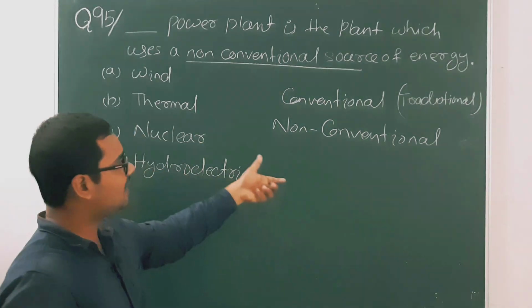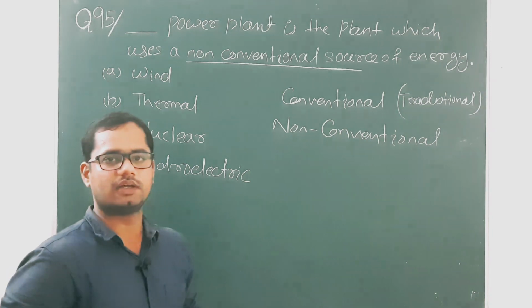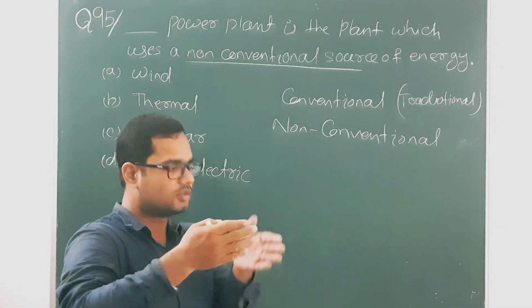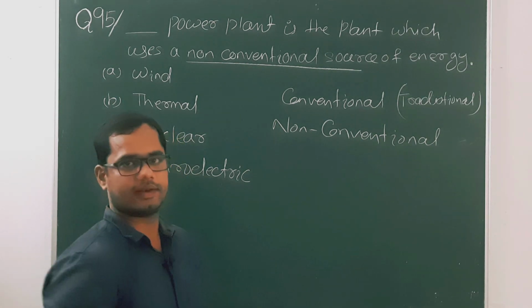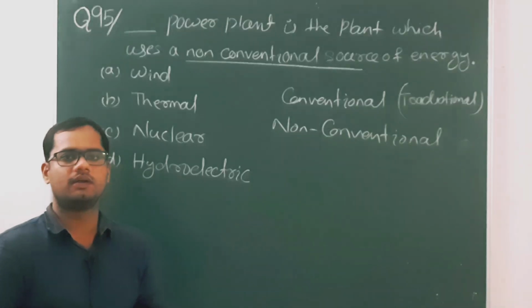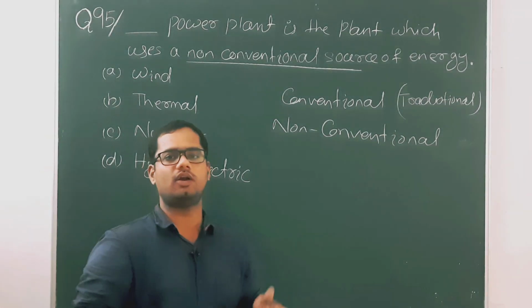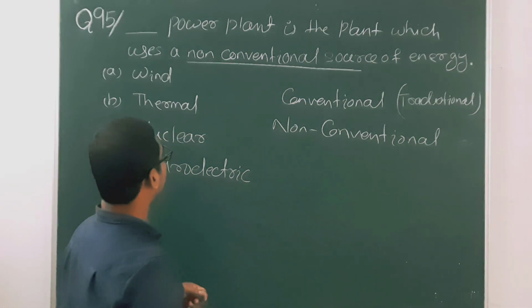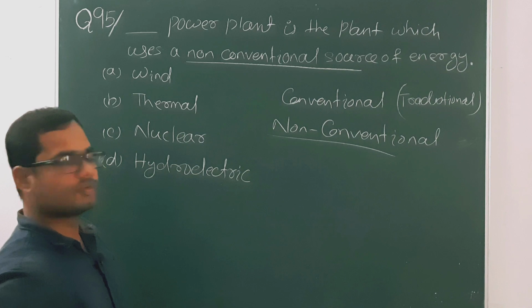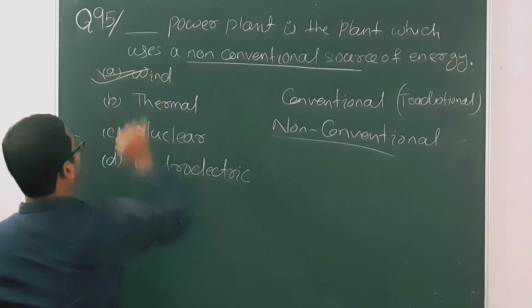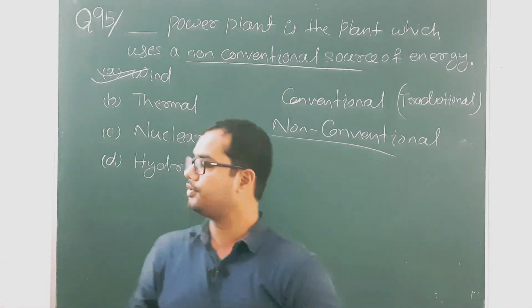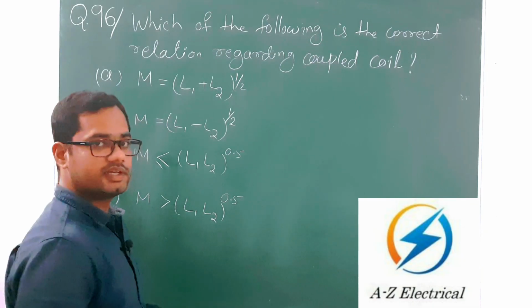So the non-conventional ones are renewable methods. That means you can use the source again and again, like the solar power plant, wind power plant, tidal power plant. These are all called non-conventional sources of energy. So in the options here: wind, thermal, nuclear, hydro. So the first option is the correct choice. Wind is a non-conventional source of energy. Okay. So moving to the next question, question number 96.